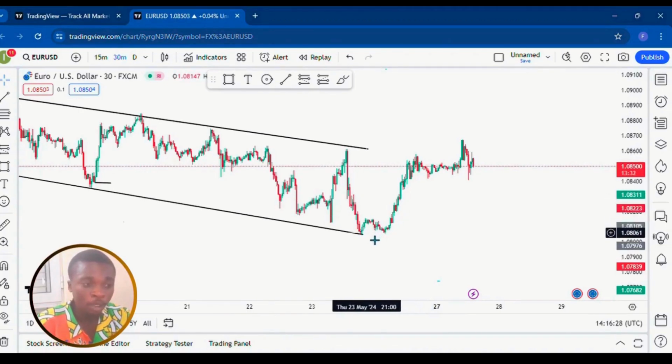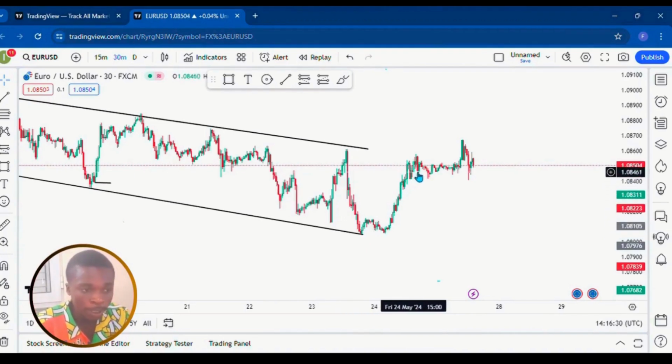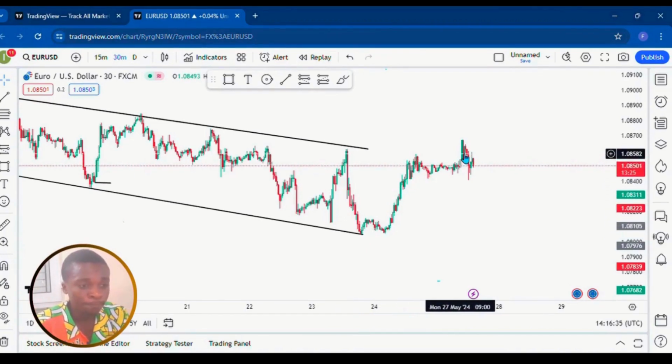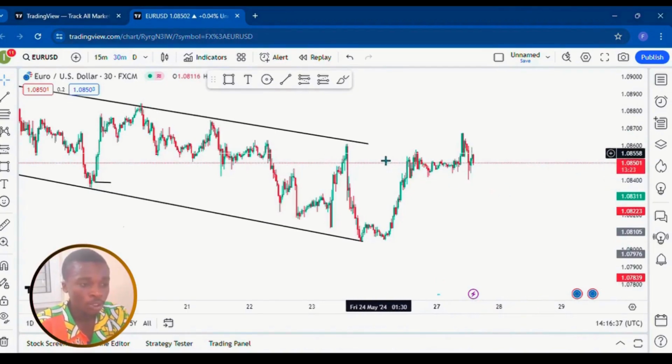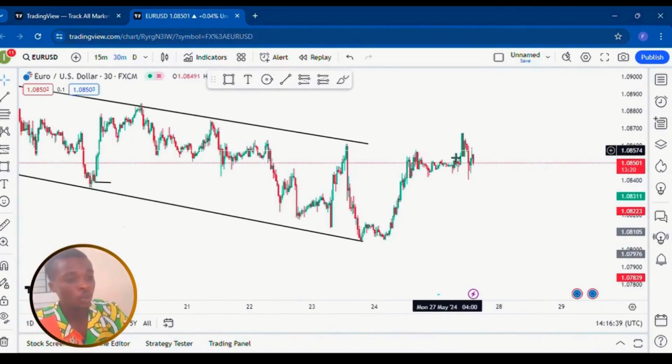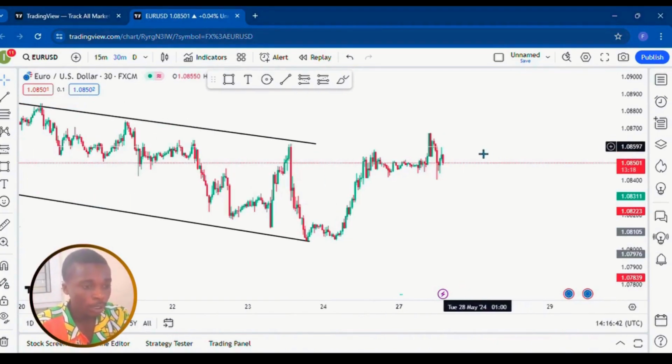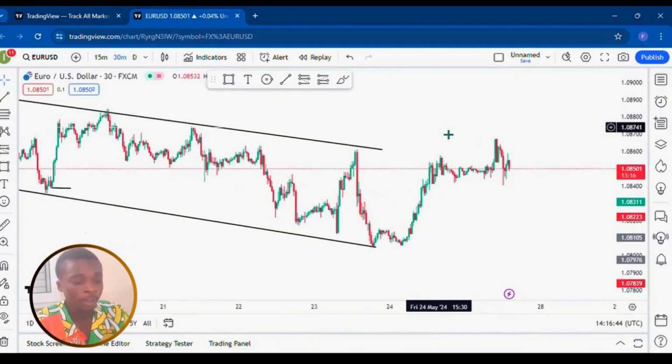Now a lot of buyers entered at this point, which pushes price to the upside. As you can see, the market started uptrending. The market got to this resistance area, which is also known as the supply area. Now you can see what the market is doing currently.